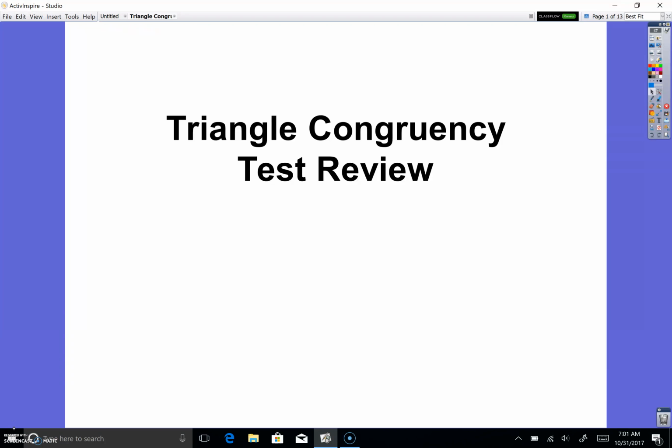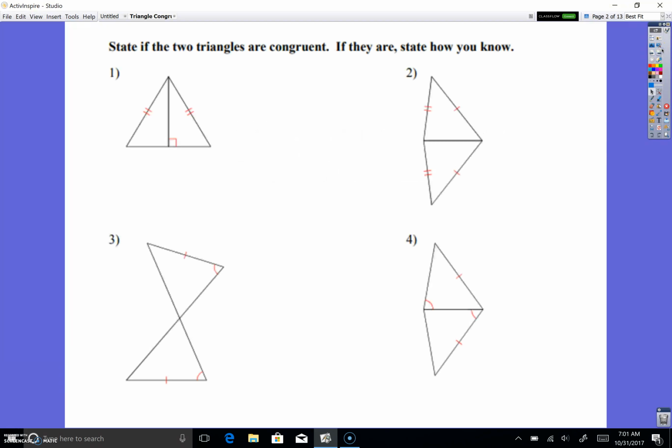Okay, today we are going to review for tomorrow's test the triangle congruency test. The first type of questions you're going to get will say: state if the two triangles are congruent. If they are, state how you know. If you look at this first triangle, we know that this is congruent to this because of the reflexive property. They tell you the two outside ones are congruent, and this is perpendicular.